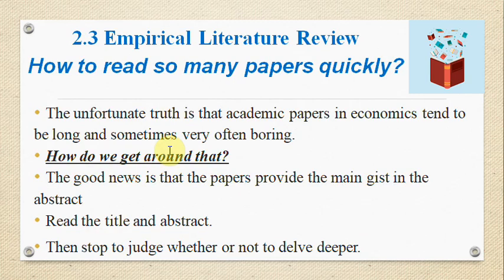Okay? Now, when it comes to empirical literature review, you may need to consult so many papers. And the question here is, how do you read so many papers quickly? I'll give you a hint, and then I'll show you practically how I do my own. The unfortunate truth is that academic papers in economics tend to be very long. If you pick one journal article, you may see some of them 12, 14, 15, 16 pages. Okay? And sometimes very boring. So how do you go around this?